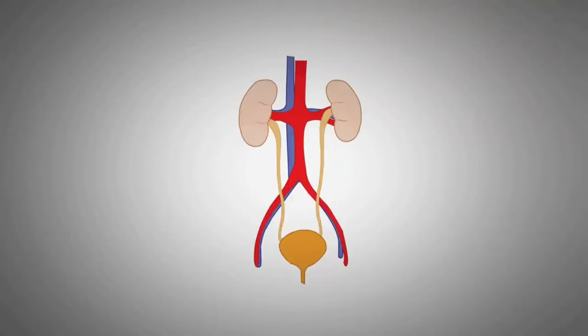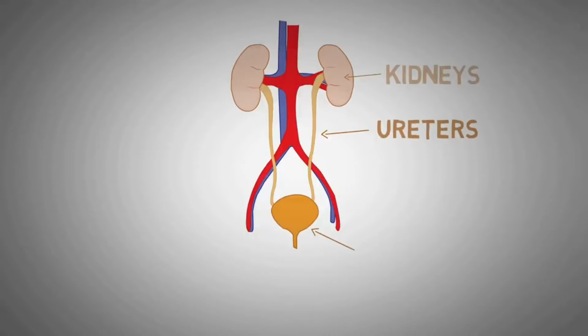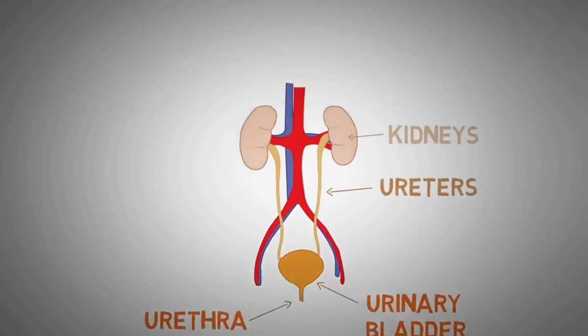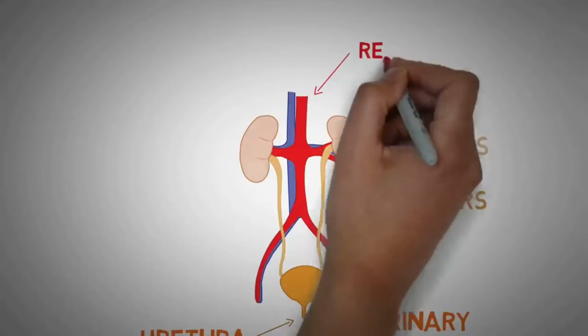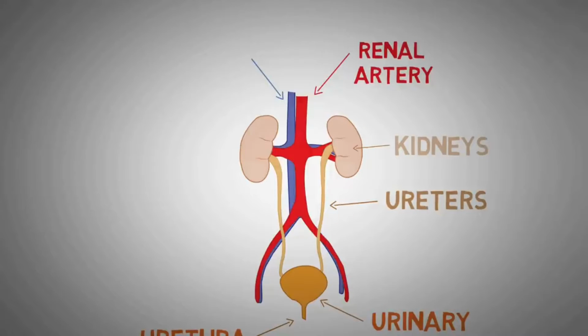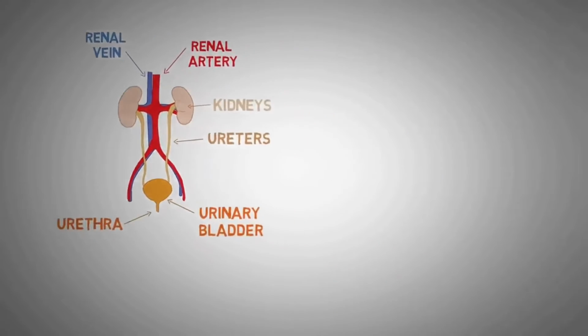The urinary system consists of a pair of kidneys, a pair of ureters, a urinary bladder, and a urethra. The renal artery supplies the kidney with fresh blood, while the renal vein drains the blood from the kidneys. We'll go through each of these structures one by one and understand their role in the process of excretion.